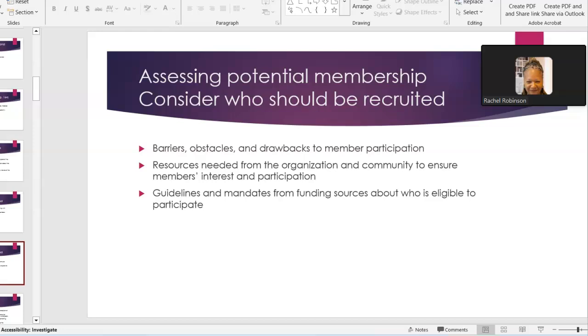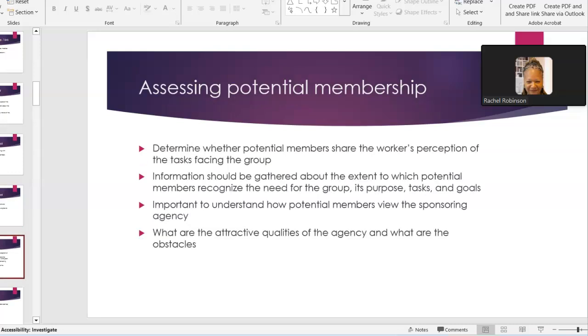There's probably going to be resources that are needed from within the agency and also resources from the community that ensure that there is a chance that the group will be successful. If funding is a component of the resources, look at the guidelines and mandates that inform the way in which funding sources are made available or allocated.